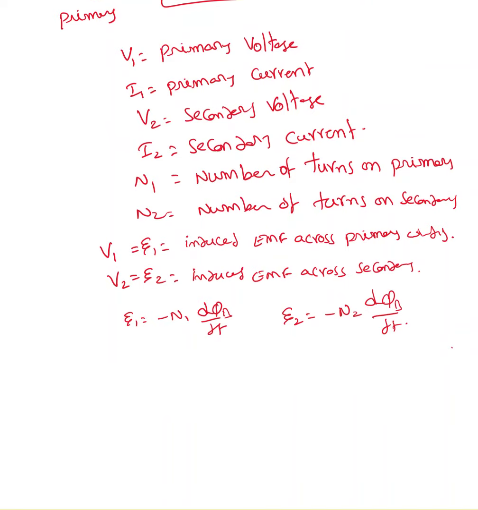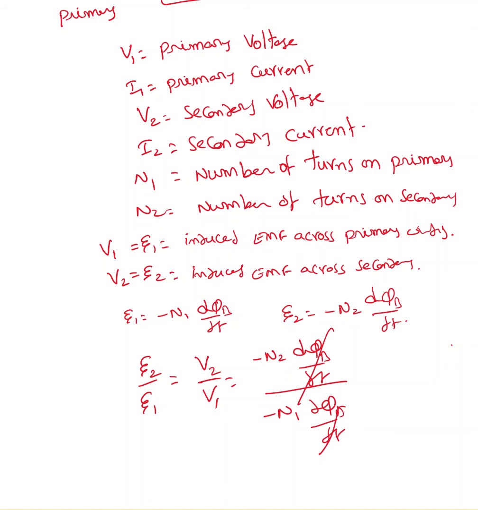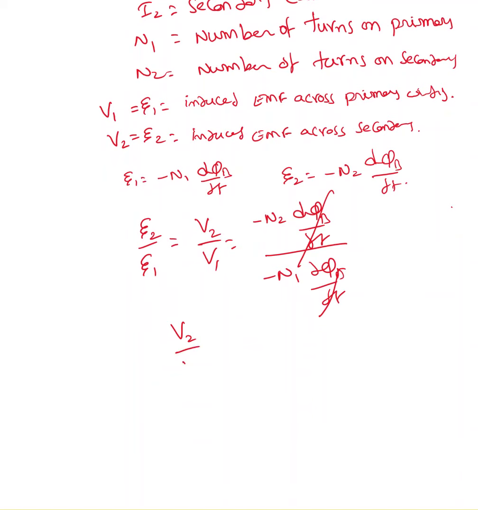those two windings. Now if I take E2 over E1, which is V2 over V1, you will end up with minus N2 d phi B by dt over minus N1 times d phi B by dt. These two get cancelled. I can say V2 over V1 is nothing but N2 over N1. So that's the relation between the number of turns and the voltage.